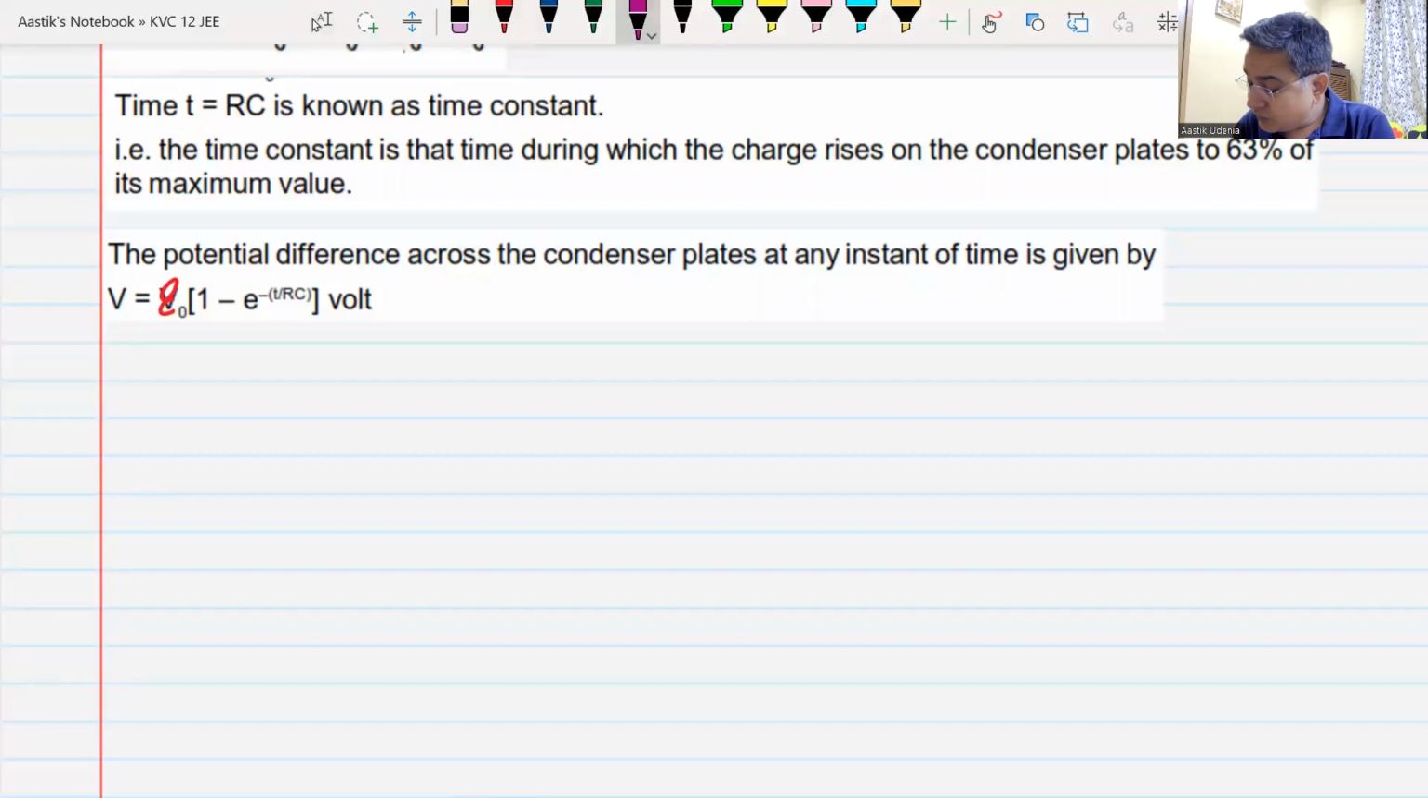If you want to find out the current flowing in the circuit as a function of time, you just need to differentiate.